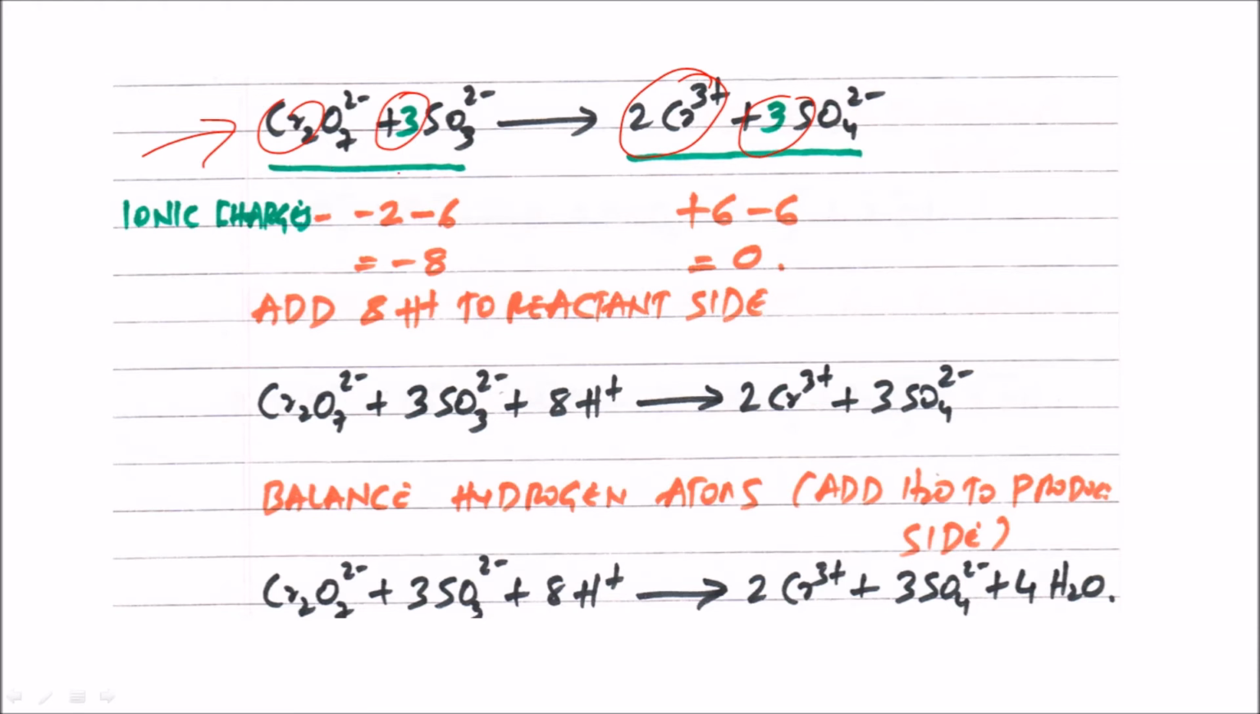Okay, now we can go for the next step. The next step is regarding ionic charge. Once it is balanced in terms of electrons, we need to go for balancing ionic charges. So we can take reactants and products collectively. Now just check what's the total ionic charge on the reactant side and on the product side.